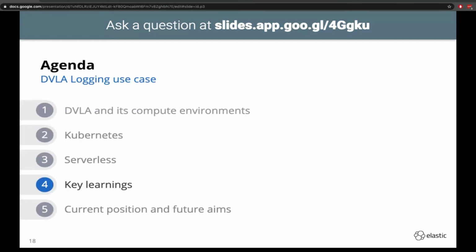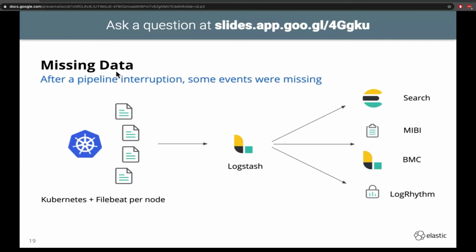And then the fun part, the things that went wrong, key learnings. If you remember the start of the talk, I showed this diagram, and this one's got a new title. It's called Missing Data. So after a pipeline interruption, some events were missing. So I want to talk through what happened, and hopefully then if this ever happens to you, you'll know what happened and you can avoid this problem in the future. So I'll start with describing what went wrong and then how we fixed it.